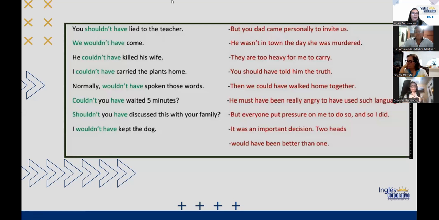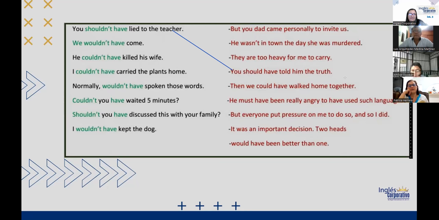So the first one we had done before, right? You shouldn't have lied to the teacher. You should have told him the truth. Right. We wouldn't have come. Then we could have walked home together. The other possibility is that everyone put pressure on me to do so, and so I did. Is there any better possibility?